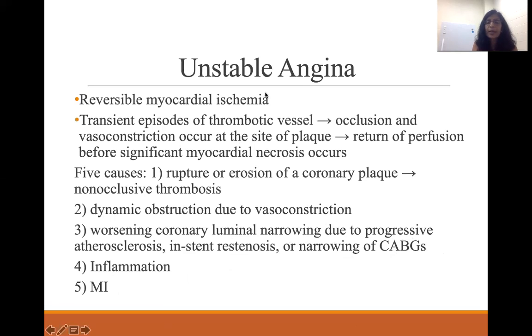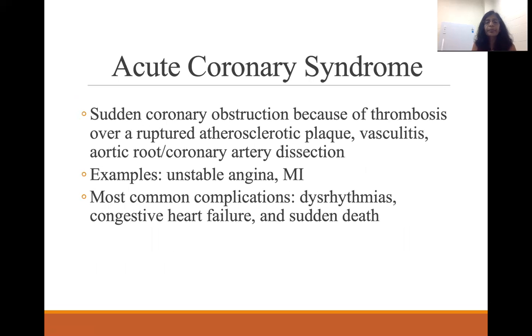So unstable angina is what? Unpredictable pain associated with ischemia. Now we talk about acute coronary syndrome. Acute coronary syndrome is when there is sudden impact on coronary supply. Sudden coronary obstruction is what you call acute coronary syndrome.